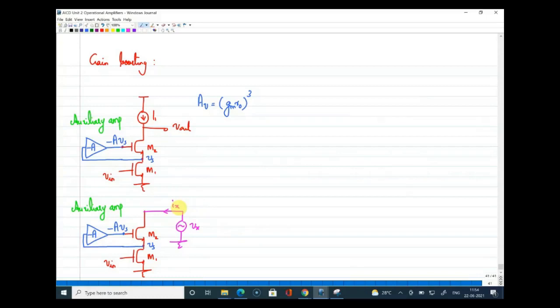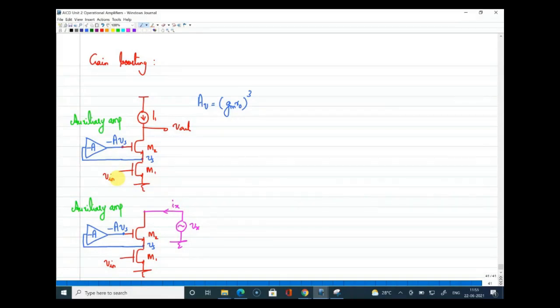So when I say now my reference is the gain boosting, I have actually performed gain boosting on this red main circuit with an auxiliary amplifier. And what I have done with the auxiliary amplifier is from the source of M2, from the source of the cascode transistor, I have fed back to the gate through an amplifier.